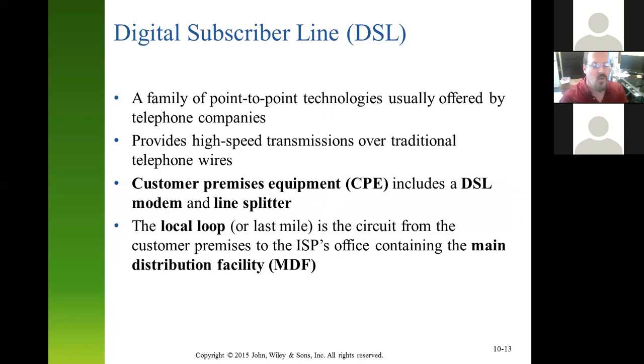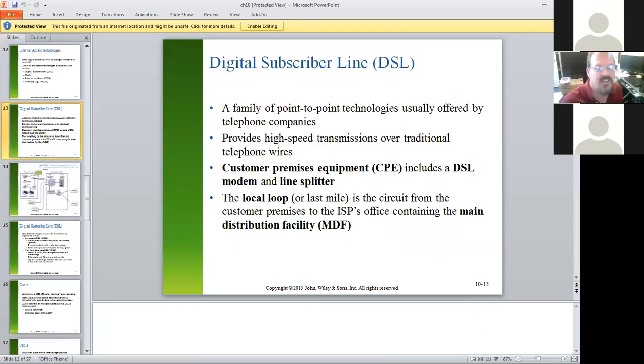Comcast has one main distribution facility in Houston and several little points of presence all throughout the city. Their main distribution facility is off Tidwell in Northwest Houston. AT&T has a bunch of main distribution facilities all over town called COs, central offices.